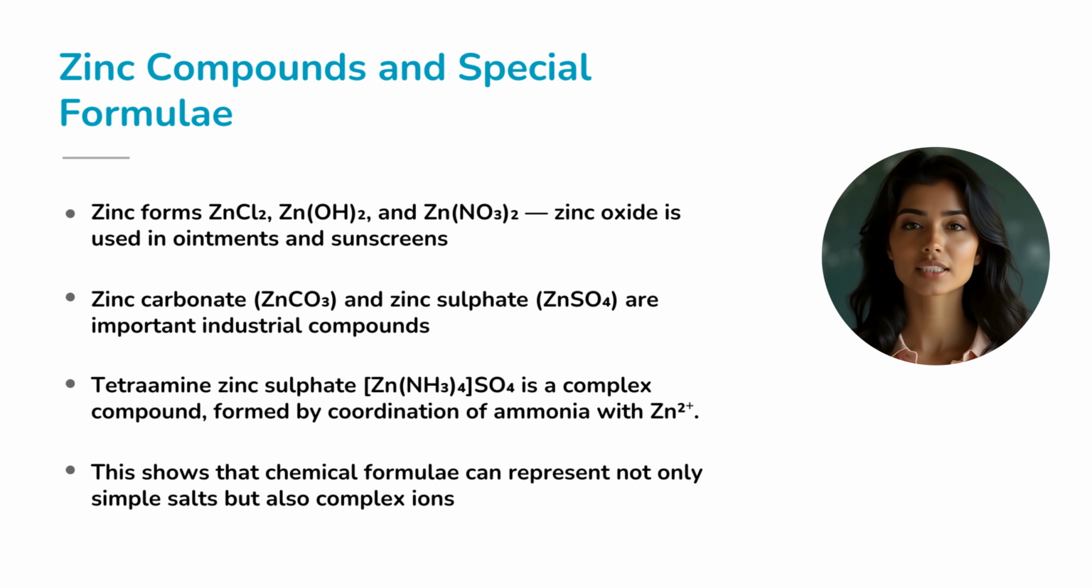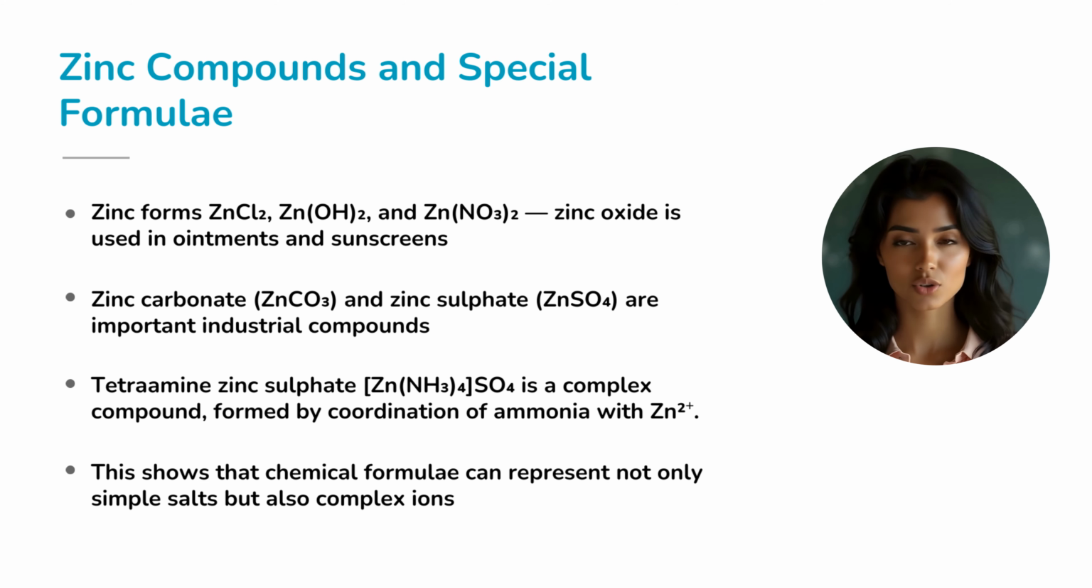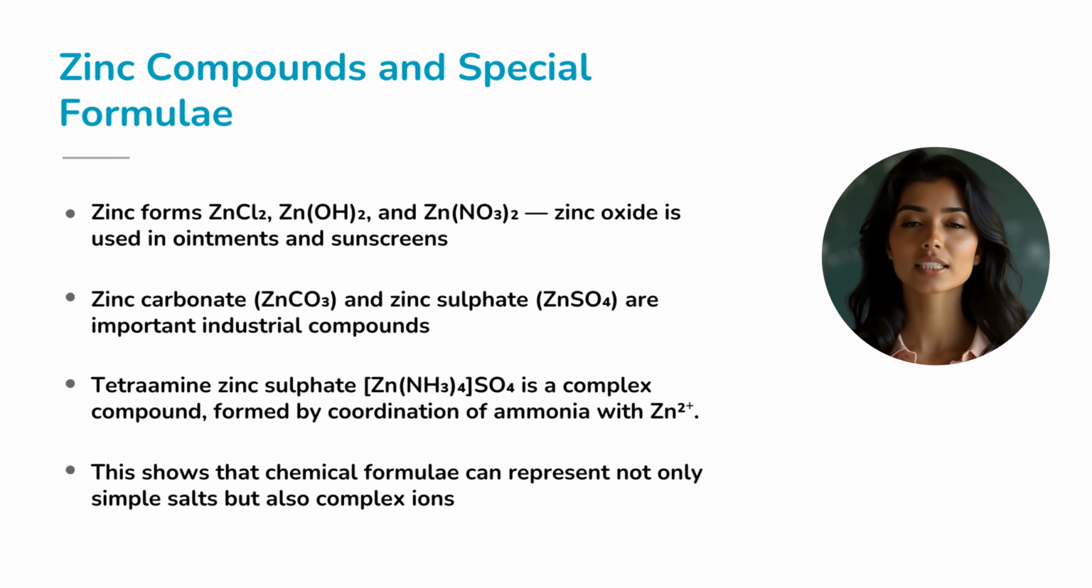Now let's look at zinc. It forms Zn2+ ions. Zinc chloride is ZnCl2, used in antiseptic creams. Zinc hydroxide is Zn(OH)2. Zinc nitrate is Zn(NO3)2. Zinc sulfate is ZnSO4. Zinc carbonate is ZnCO3.